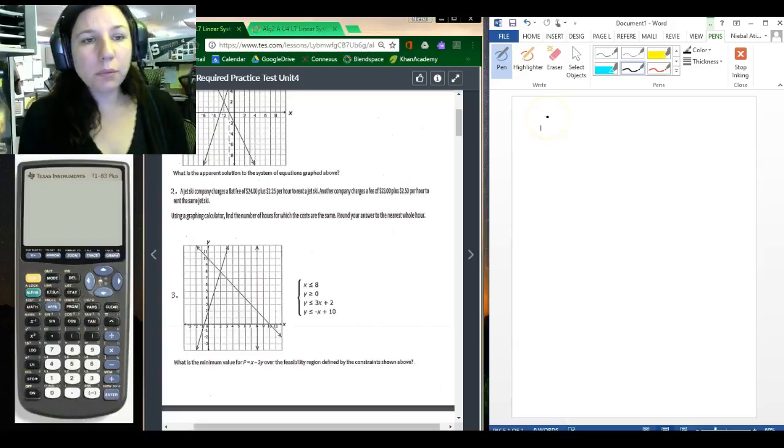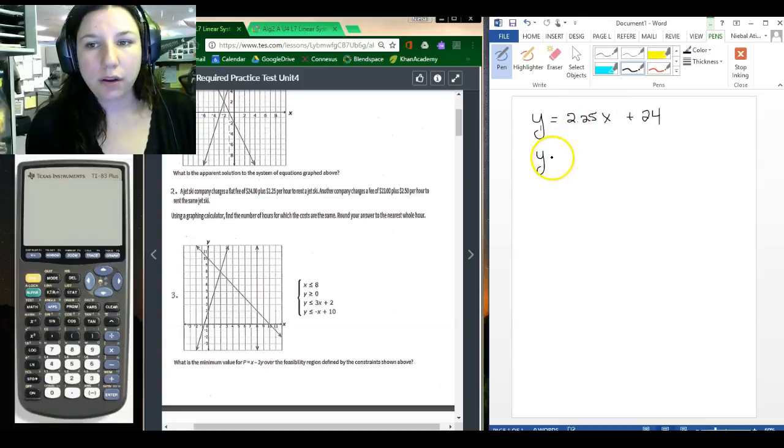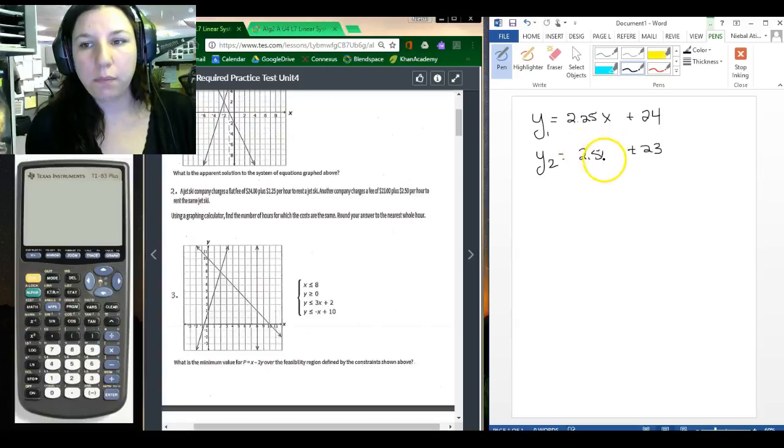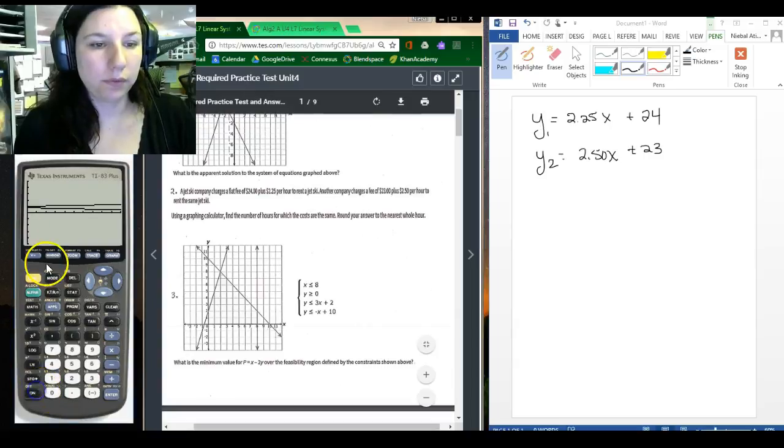So before I can use the calculator to graph, I need to write the equations. That's what we're graphing, those two equations. The first company has a flat fee, so it costs you $24 to start, and then $2.25 per hour. And our second company is charging $23, so a little bit cheaper in the beginning, but they charge more per hour. So let's graph both of those.